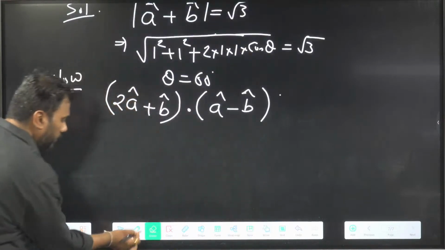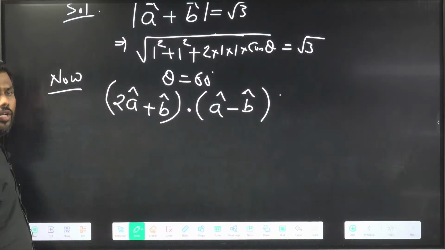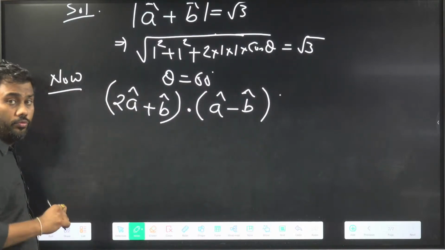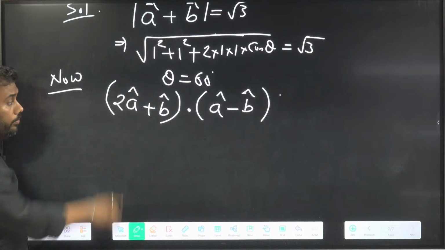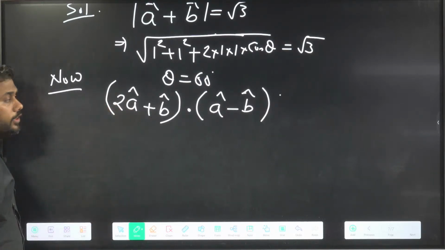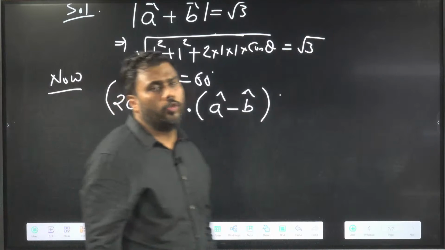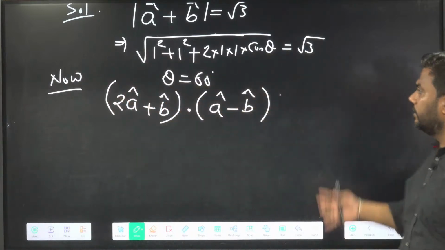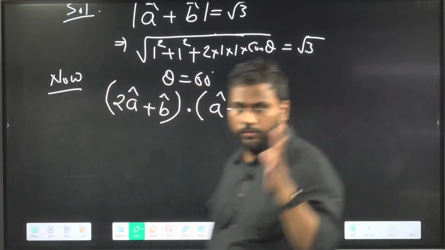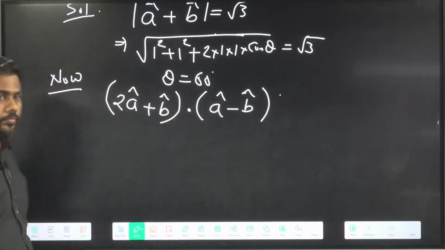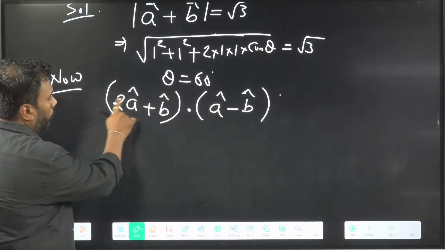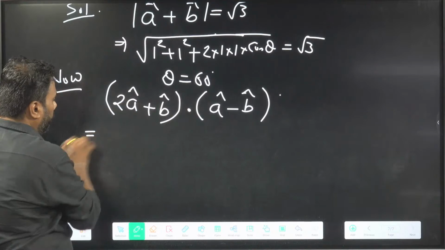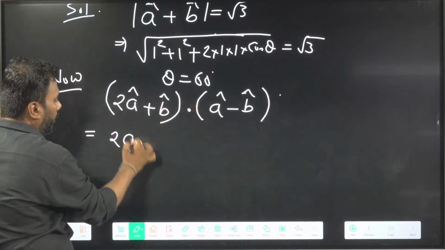How to solve this? The dot product is distributive. We can distribute this. Open this up, and you will get your answer. Just open this expression. So 2a cap dot a cap. It will be 2a cap dot a cap.